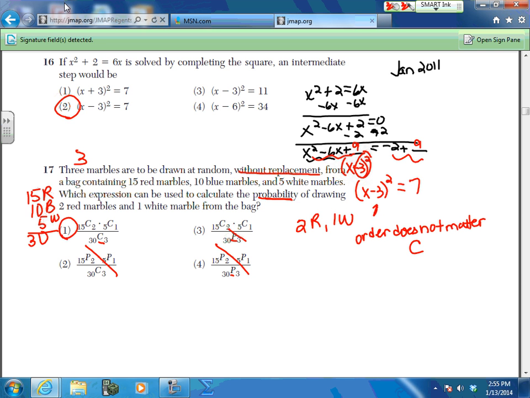But if you were to work this out, the bottom number says, out of my 30 marbles, give me any 3. Remember, probability is part over whole. The top says, I want 2 reds. I have 15 to choose from in any combination, times 1 white. I have 5 to choose from in any combination. So there's your choice 1.